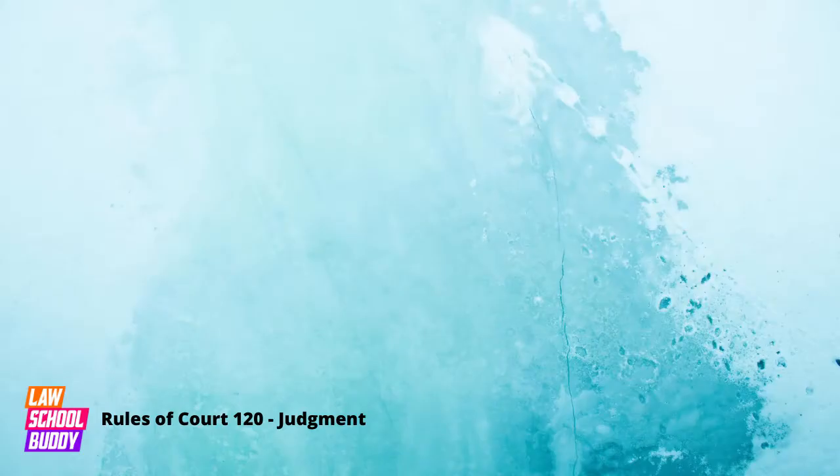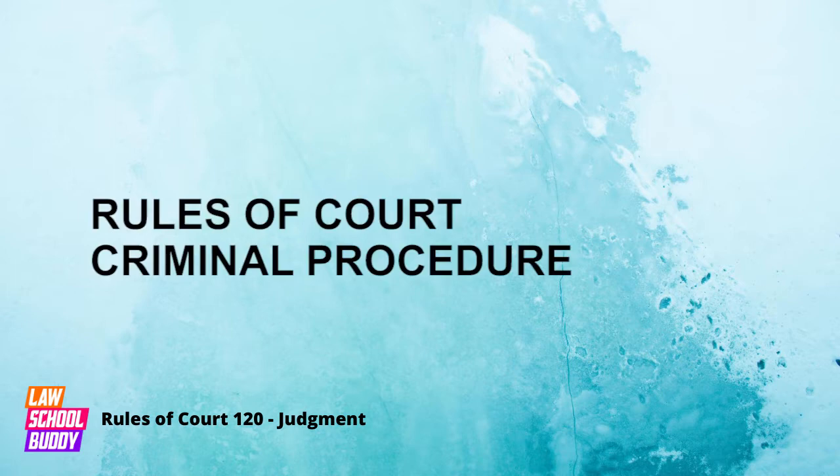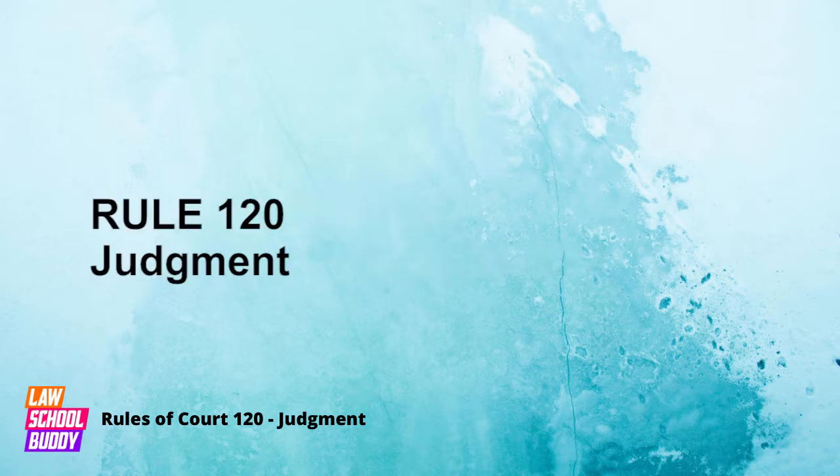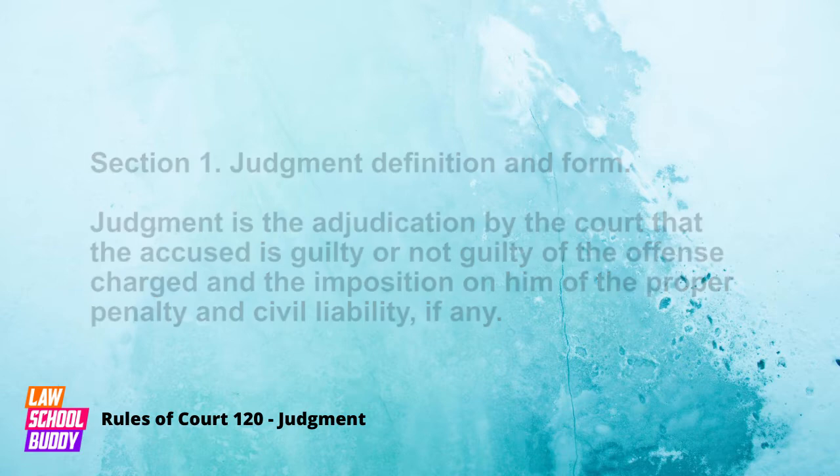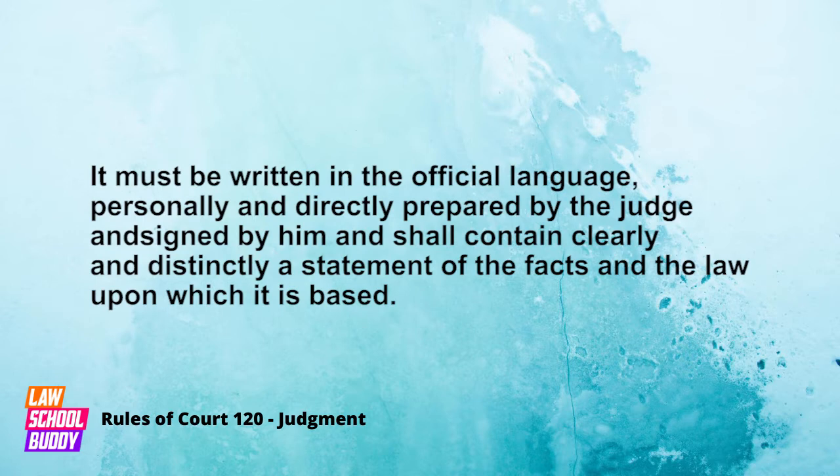This episode will cover Rules of Court and Criminal Procedure, Rule 120, Judgment, Section 1. Judgment definition and form. Judgment is the adjudication by the court that the accused is guilty or not guilty of the offense charged, and the imposition on him of the proper penalty and civil liability, if any. It must be written in the official language, personally and directly prepared by the judge and signed by him, and shall contain clearly and distinctly a statement of the facts and the law upon which it is based.